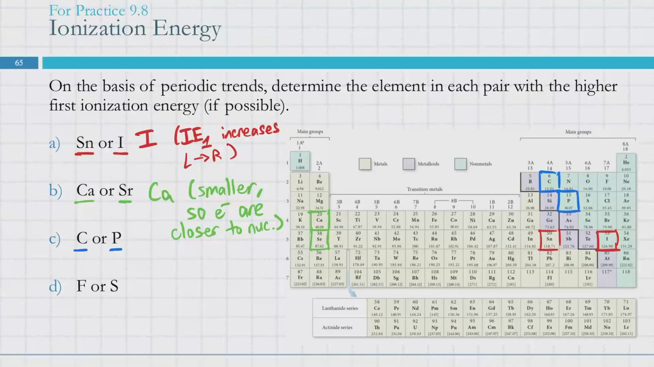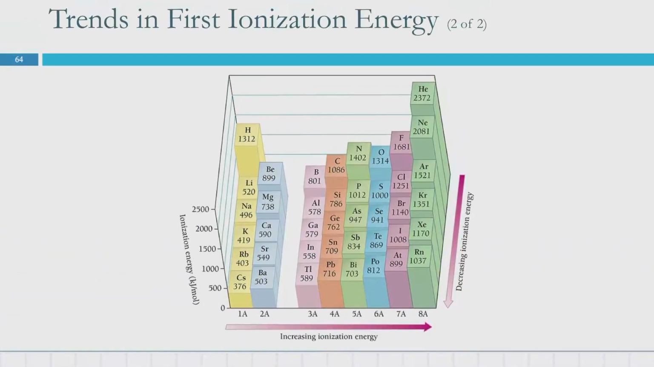And so this is one where we would probably just guess, because we've got competing trends. I would guess that the size makes a bigger difference than the increased effective nuclear charge. And, as it turns out, I would be right. So carbon's slightly higher in ionization energy, and it looks like that trend does not always hold.